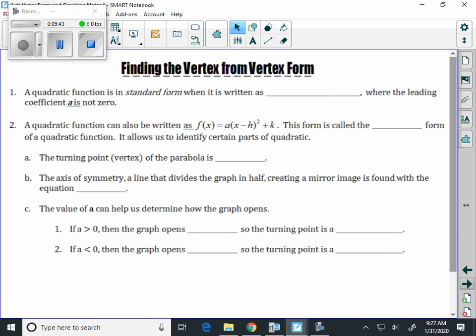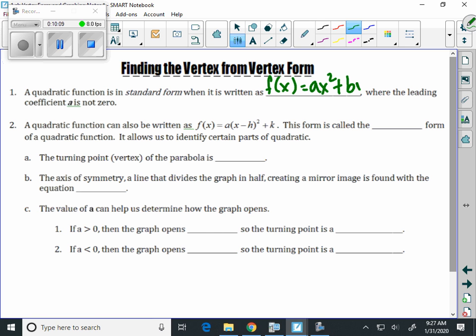So sometimes we have another format for our quadratic. Instead of the ax squared plus bx plus c, we have what's called vertex form. But a quadratic function is in standard form when it's written, just like I said, as f of x equals ax squared plus bx plus c. And that's where the leading coefficient a is not 0. And that's essentially what we say up there at the very beginning of our notes here.